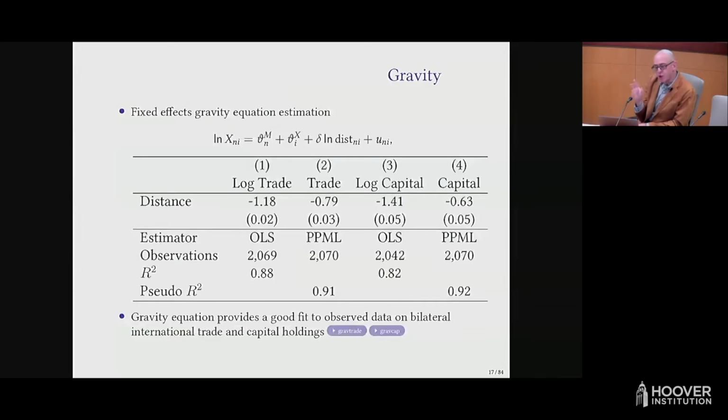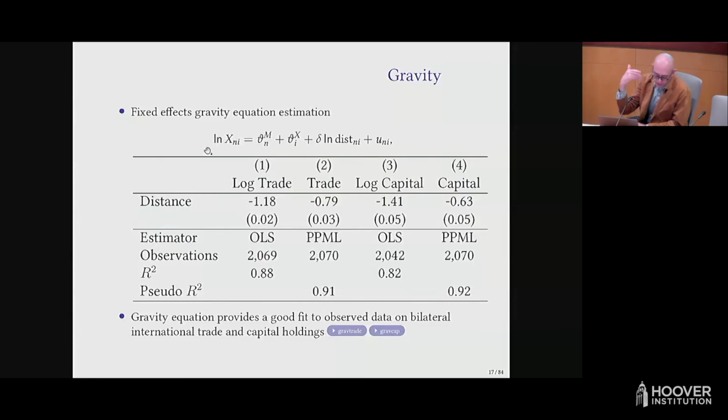Cool. So let me just convince you that in building this model there's a lot of empirical motivation for trying to have a model that matches gravity in trade and capital holdings. So let me just try to illustrate that to you. So what am I doing here? Well, we all know that trade flows are characterized by a gravity equation, and we just show that in the first 2 columns here.